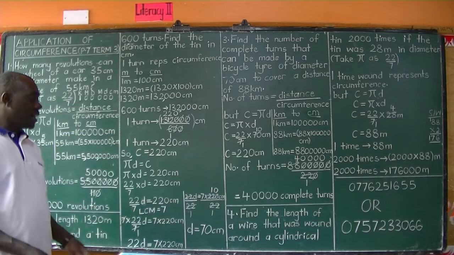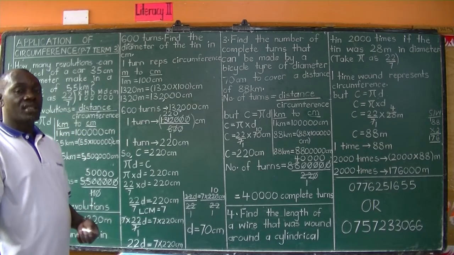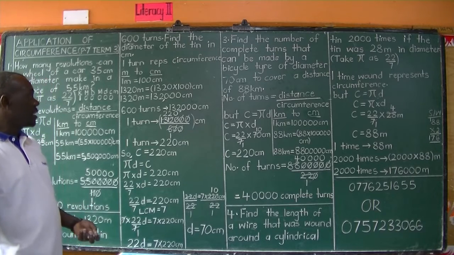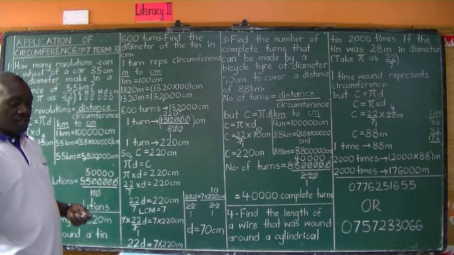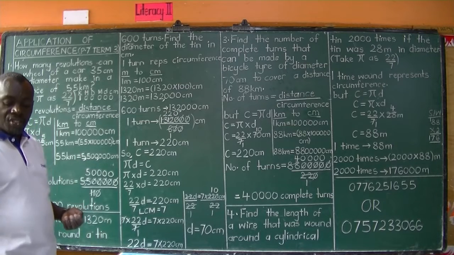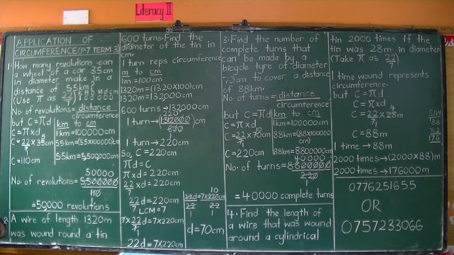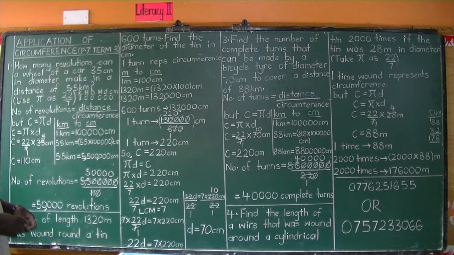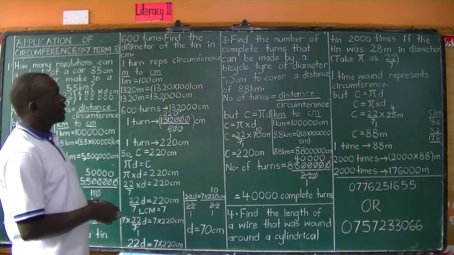So our diameter is 70 centimeters, and no one will fail if they follow that kind of procedure. So ensure you follow that, and never will you fail anything connected to that. Now we can move to example number 3.